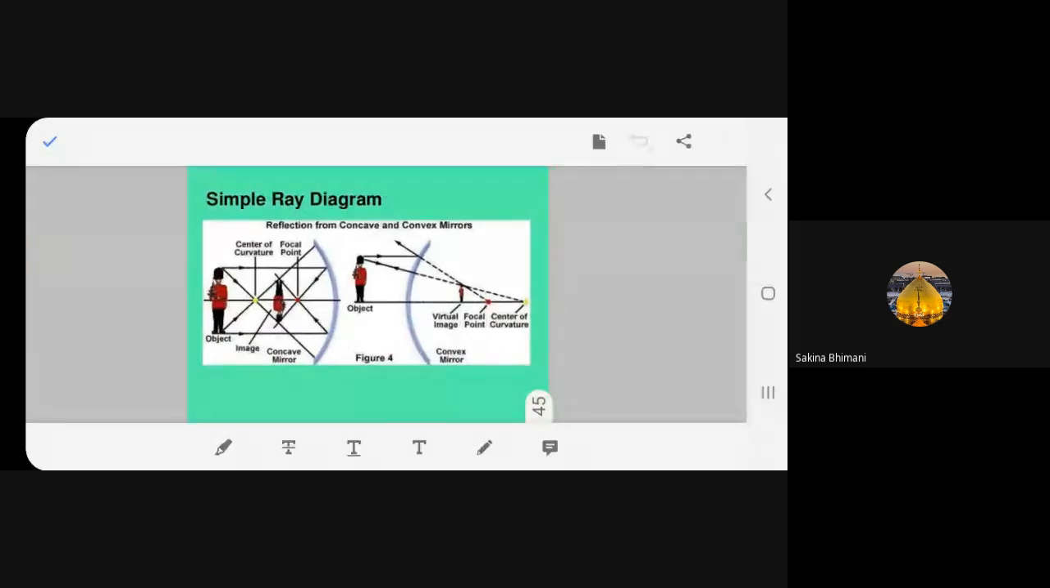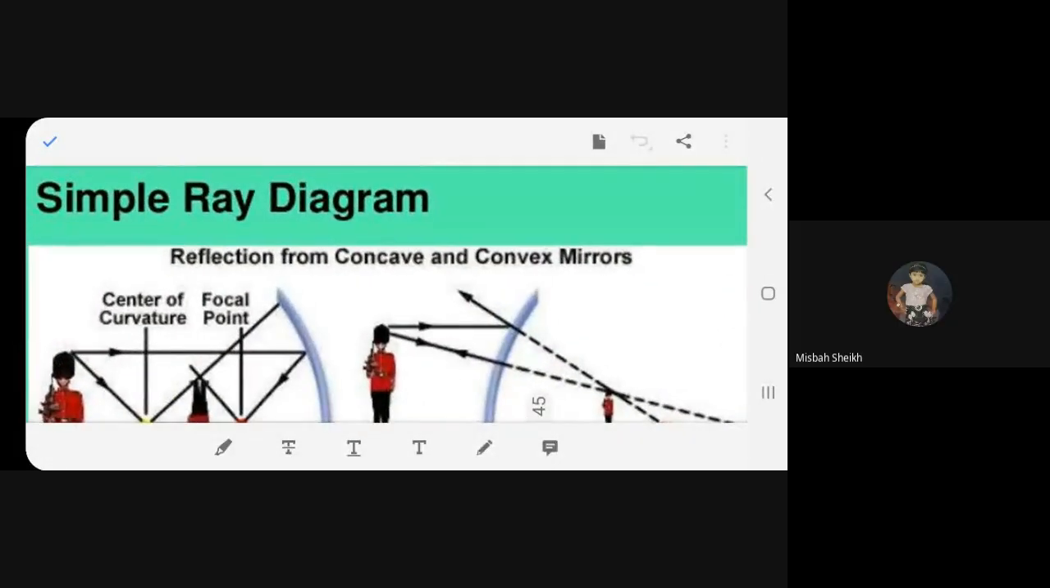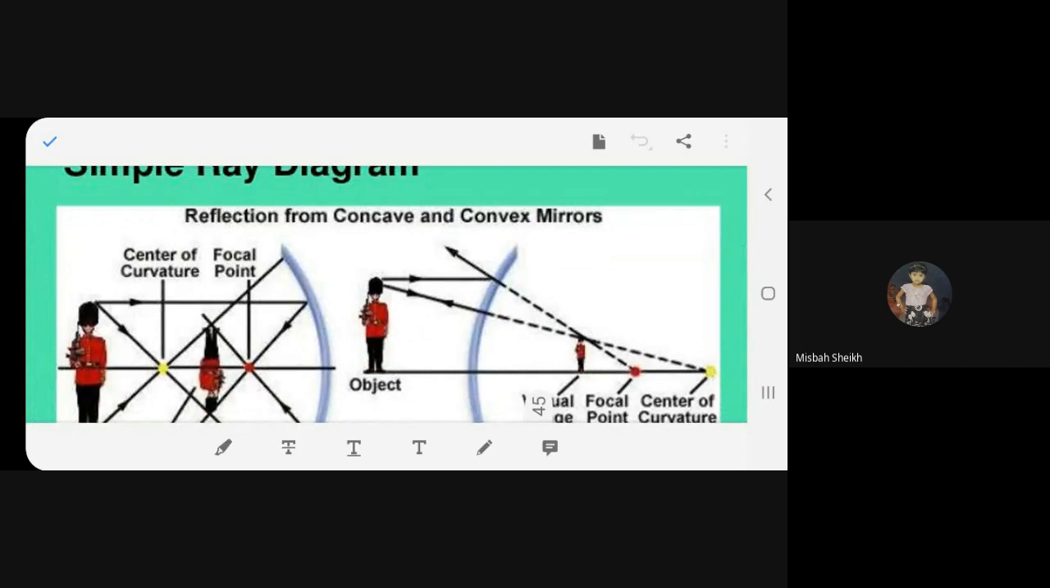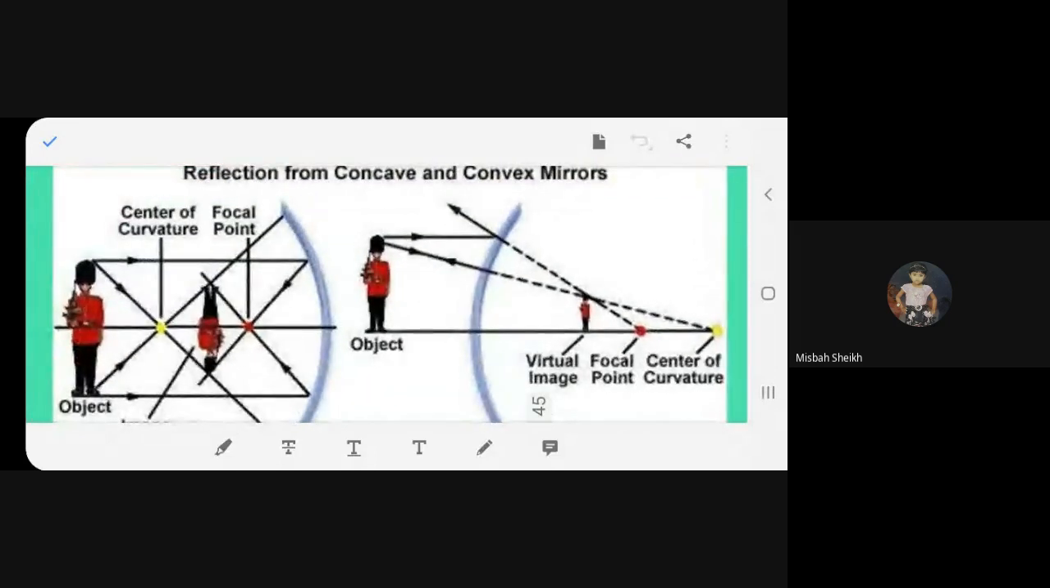So I think we have done this, right? Yes. We have done the comparison between the concave and the convex mirror. Remember? I will do it again if you wish. Okay.